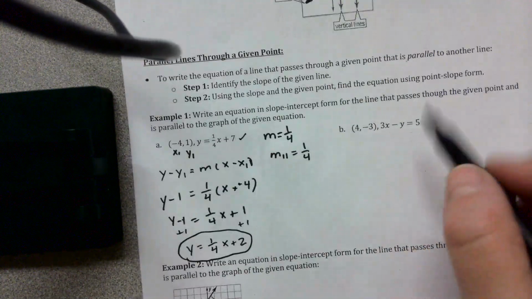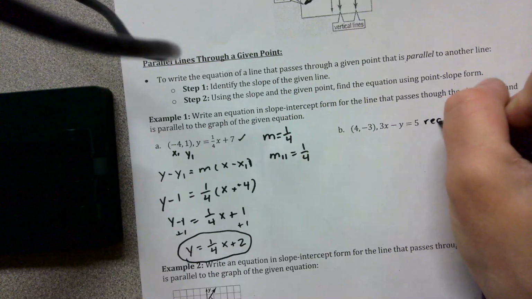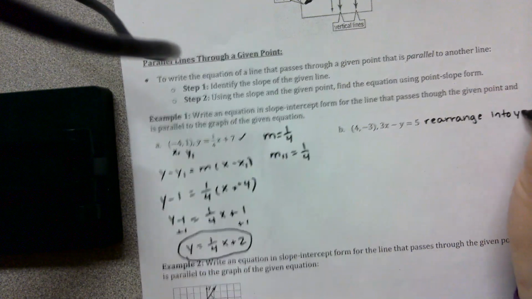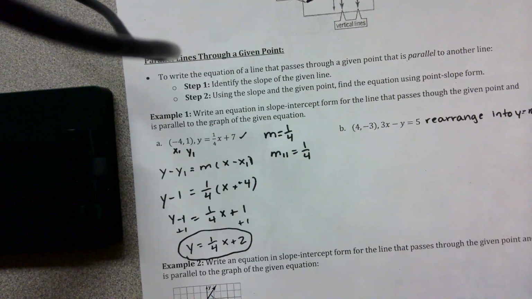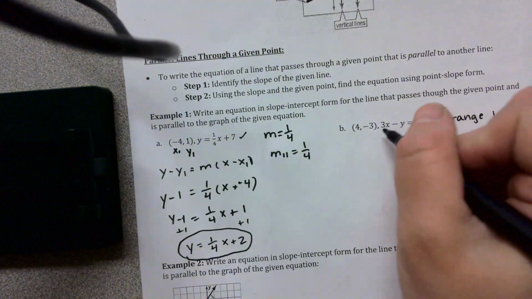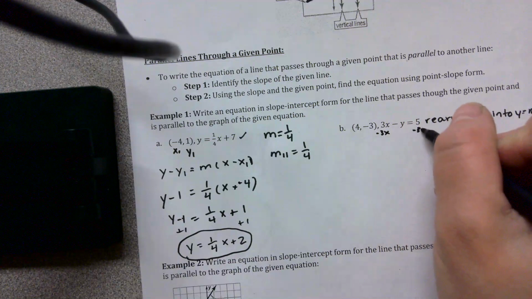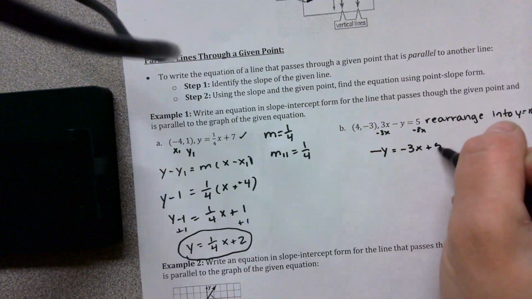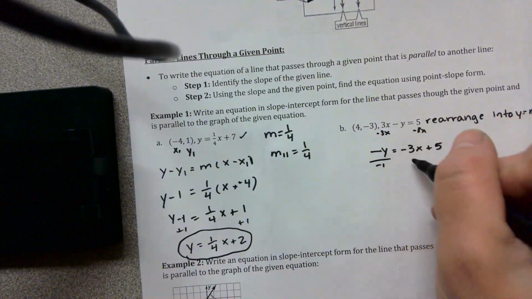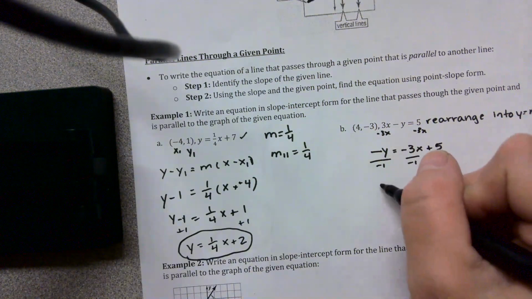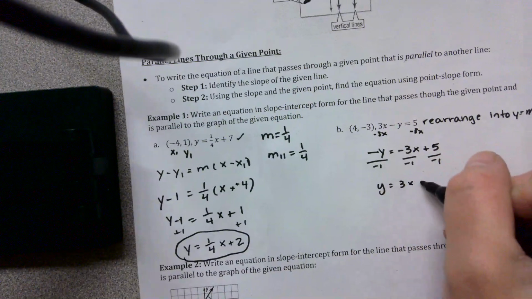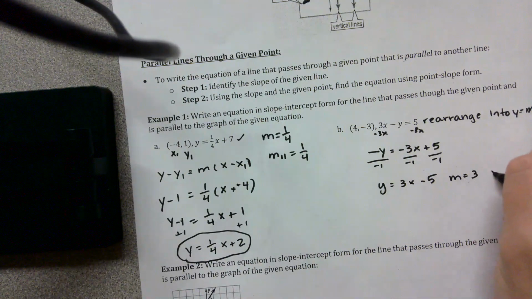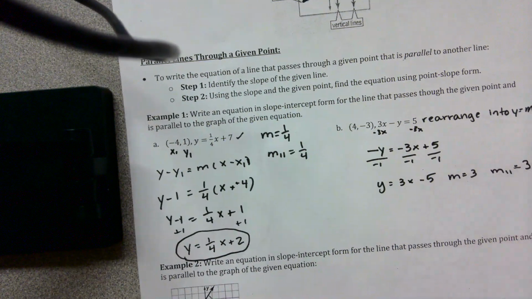The next equation, we have to rearrange into y equals mx plus b so that you can see what the slope is. So we're going to subtract 3x on both sides. And you're going to have negative y equals negative 3x plus 5. You're going to divide everything by -1, and you're going to get y equals 3x minus 5. So this is your equation. My slope is 3, and I want a parallel slope of 3.